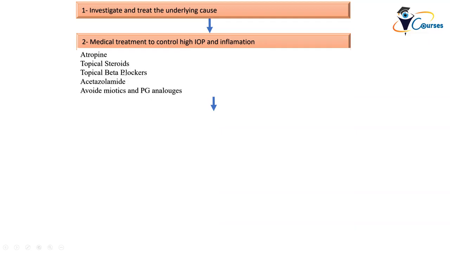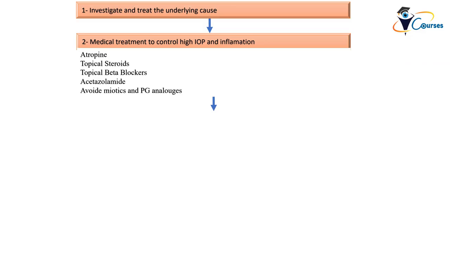To decrease intraocular pressure, beta blockers and acetazolamide will be sufficient. But for some cases, those patients may need mannitol. And the important thing here is to know what to avoid. You should avoid the miotics and the prostaglandin analogs. Those drugs can increase the inflammation.